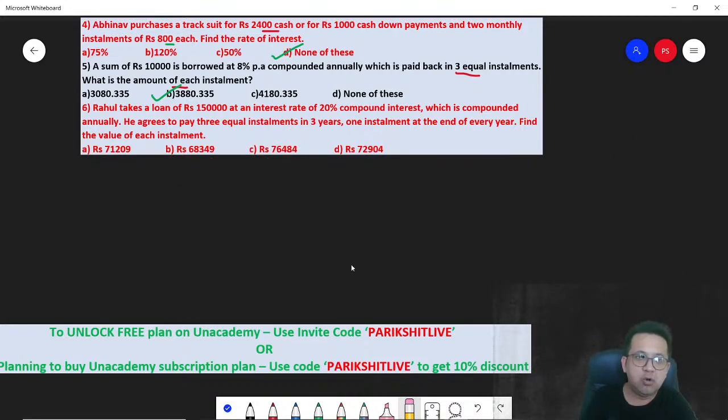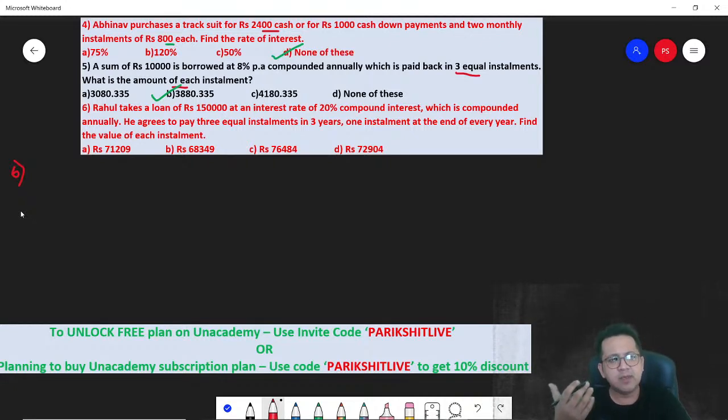Rahul takes a loan of 1,50,000 at an interest rate of 20% per annum, compound interest, compounded annually. He agrees to pay 3 equal installments in 3 years, one installment at the end of every year. Find the value of each installment.